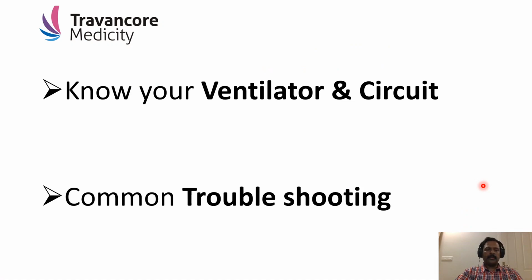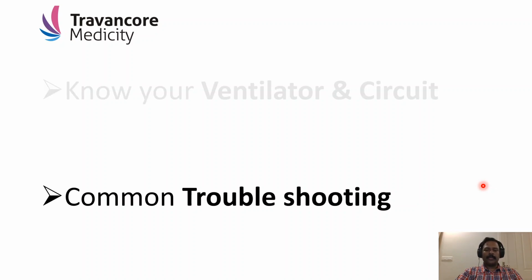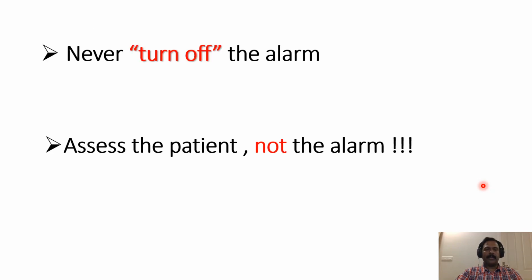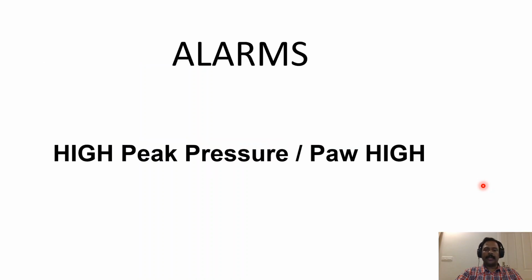So now I told you about the circuits, I told you about the ventilator, and I told you about the display. So we'll come to the common troubleshooting areas. Mainly, whenever you hear an alarm, you have to address it. There are mainly 2 rules. Never turn off the alarm. Second, you assess the patient, not the alarm.